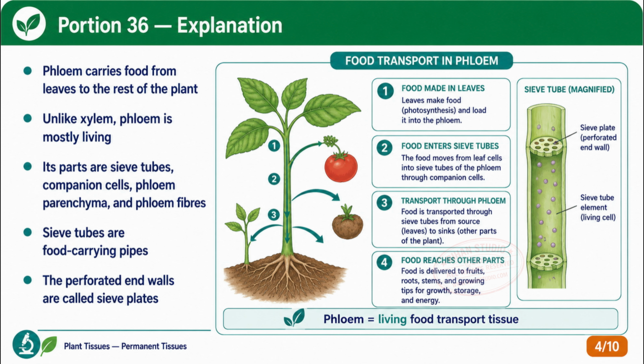Explanation. Phloem carries food from the leaves to the rest of the plant and, unlike xylem, is mostly made of living cells. Its parts are sieve tubes, companion cells, phloem parenchyma, and phloem fibers. The sieve tubes are long cells joined end-to-end by perforated sieve walls that act as the food-carrying pipes.